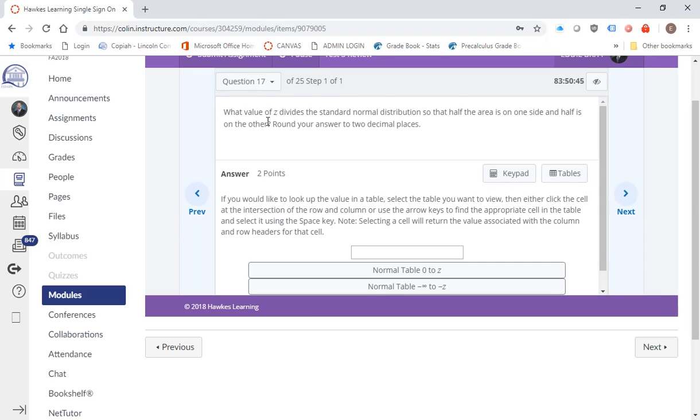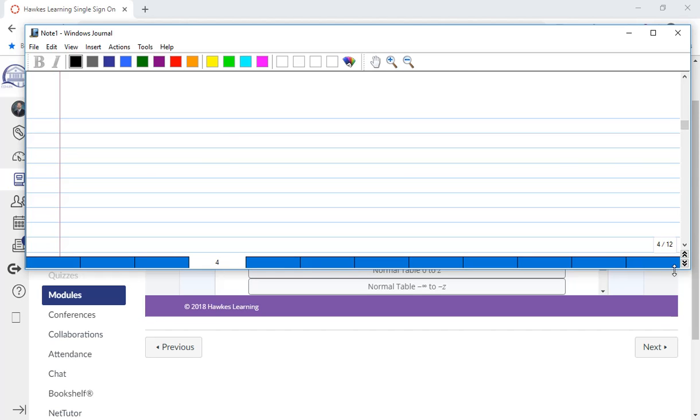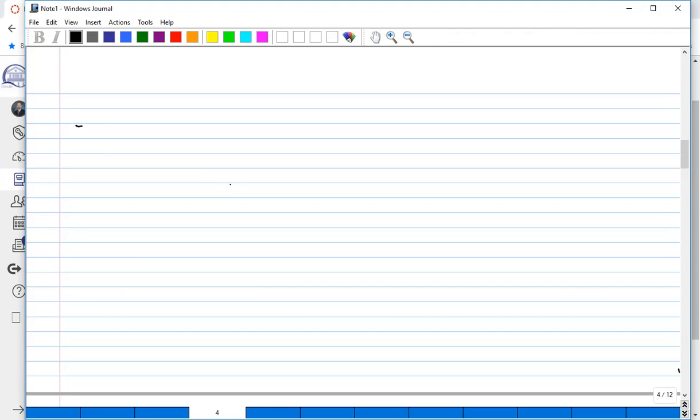What value of z divides the standard normal distribution so that half the area is on one side and half is on the other? Okay, so that would mean the standard normal distribution, remember it's a bell-shaped curve. So basically what this is asking us is, if we had our bell-shaped curve, what value is right here in the middle that would split this, the left and the right, into 2 equal areas? Well, that's where z equals 0. At z equals 0, that splits it into 2 equal areas.